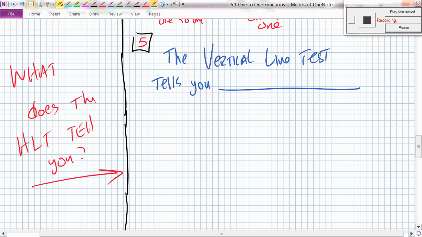All right, the first one is, you may recall, the vertical line test. So I'll call that the VLT, the vertical line test. What does that tell you? Does anybody remember what the vertical line test tells you? Yeah, it tells you if the graph of f of x is a function.